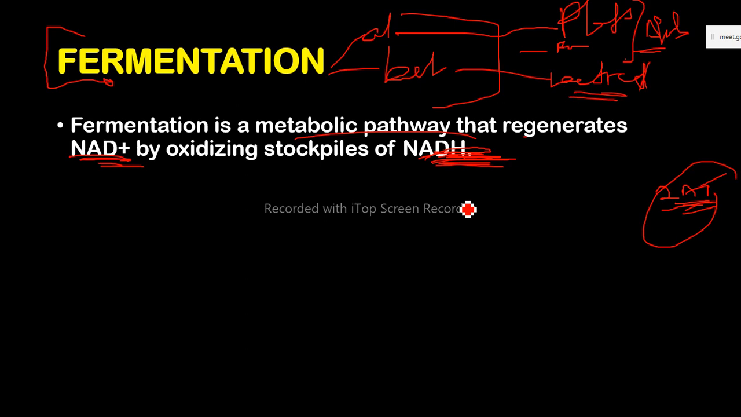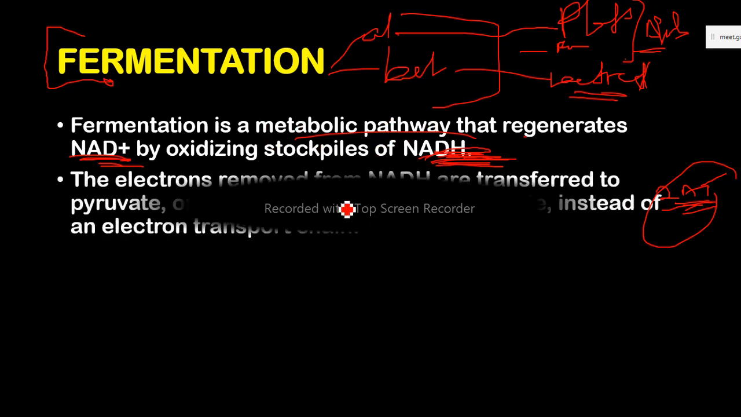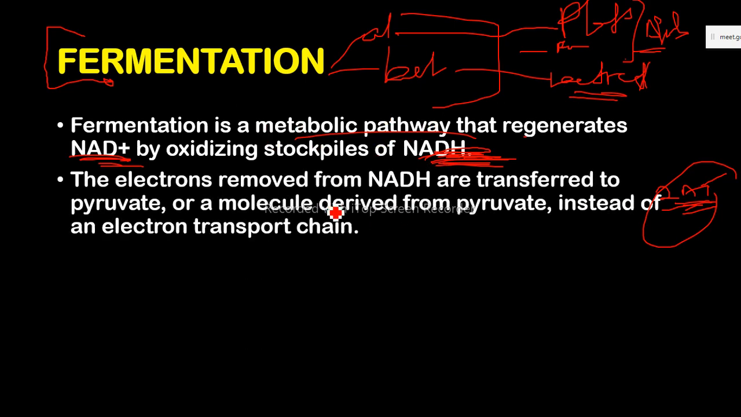So as a result, there is a need to regenerate back the oxidized form of NAD so that the process continues. And how do you regenerate it back? By fermentation. Whereby the NAD is going to be used to reduce the pyruvic acid into the lactic acid, and the NAD itself is oxidized back into the oxidized form of NAD so that it is made available for the process to continue.